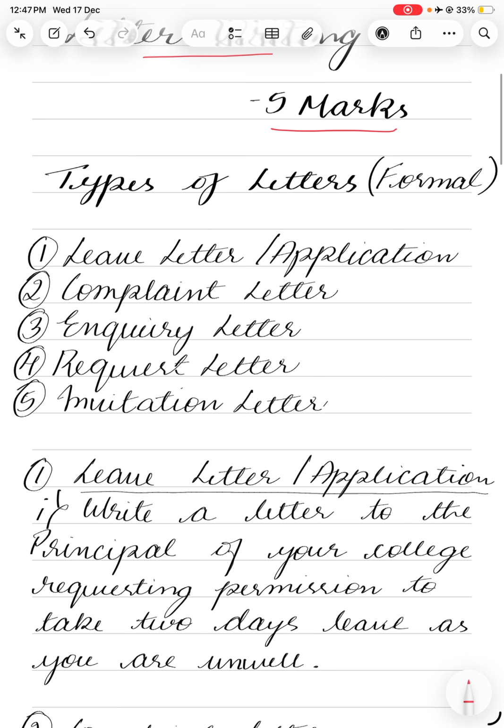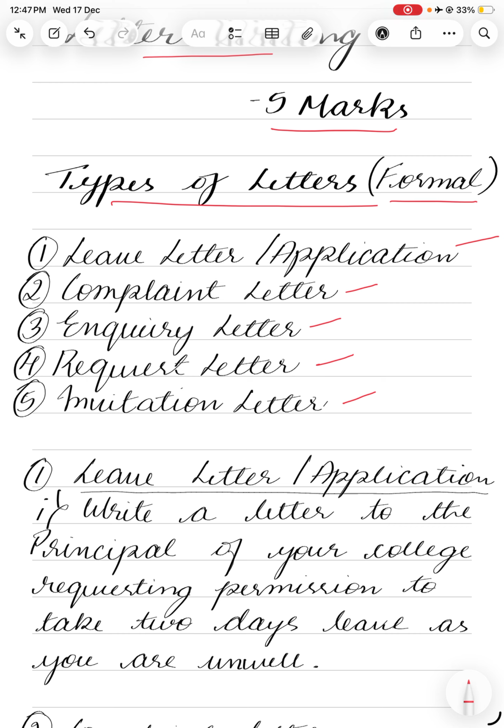Now, if you look at the types of letters, we will be dealing only with the formal letters according to the PU board. You have 5 kinds of letter. The first one is leave letter or leave application. Second one is the complaint. Third is the inquiry. Fourth is request. Fifth one is invitation letter.